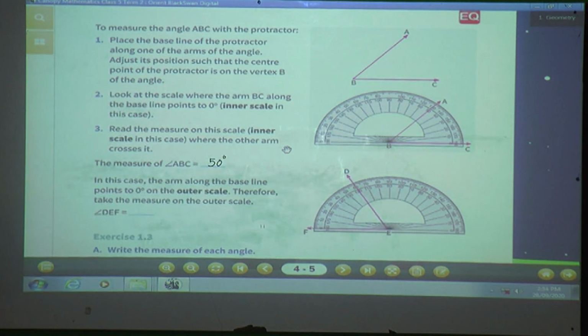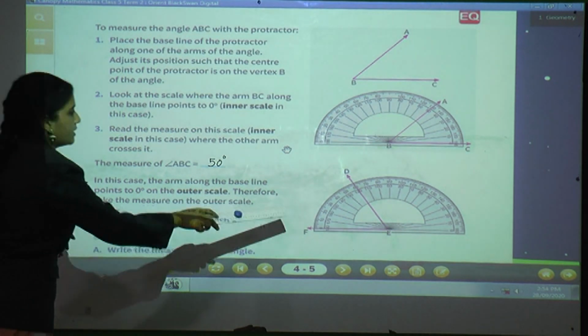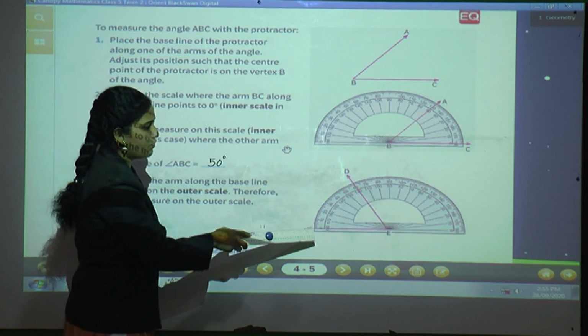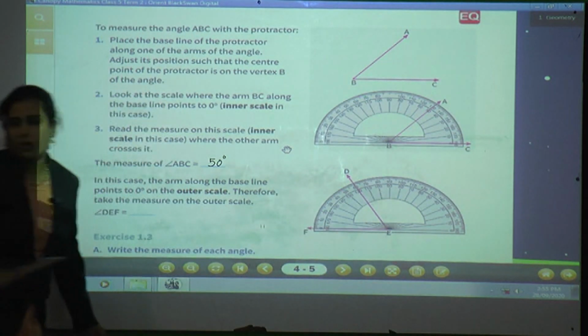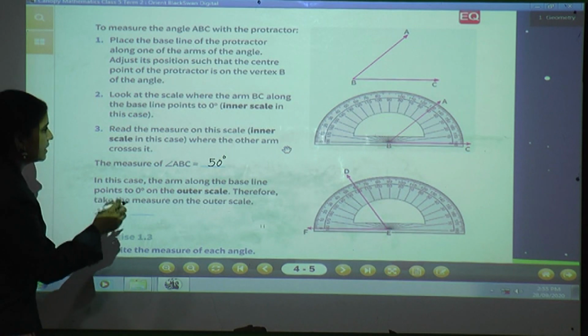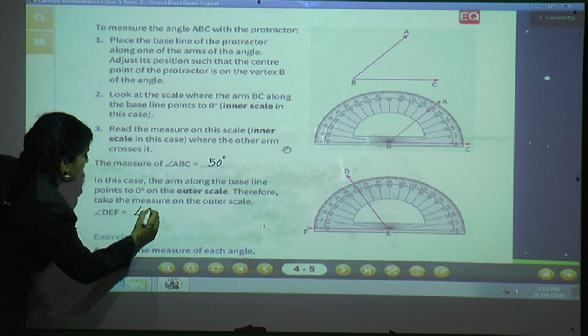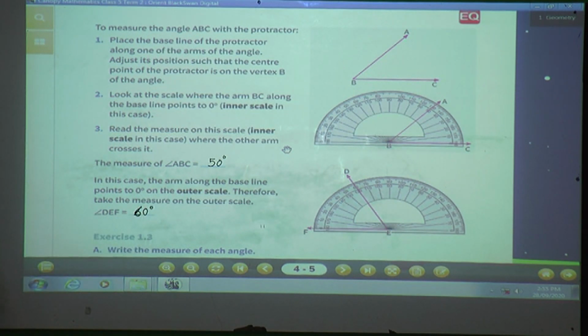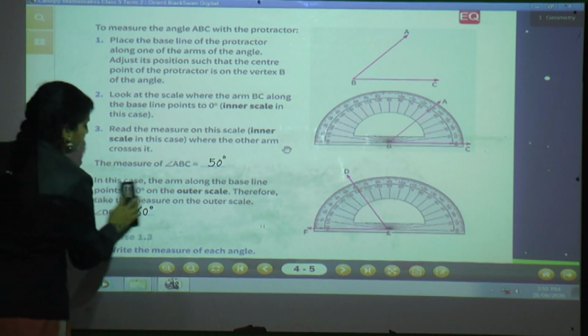Now in this case the arm along the baseline points to 0 degree on the outer scale. Therefore take the measure on the outer scale. See outer scale. The arrow is on the left side, so that's why we have to take the measurement by outer scale. So what is the measurement of angle DEF? The angle DEF is 60 degree. Now we will solve exercise 1.3.